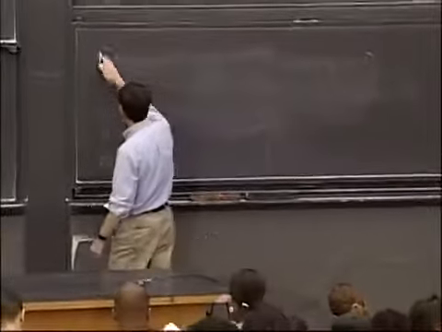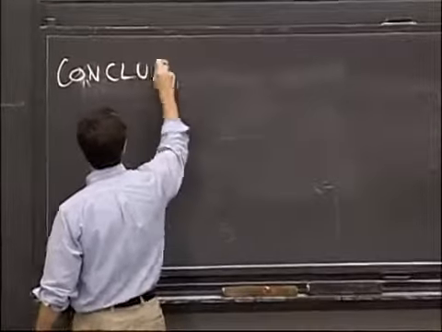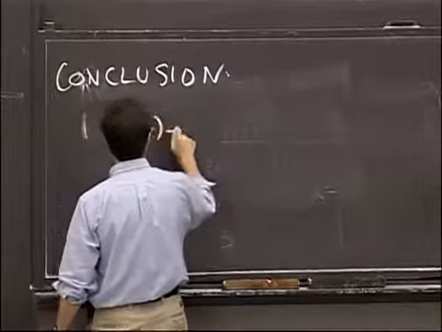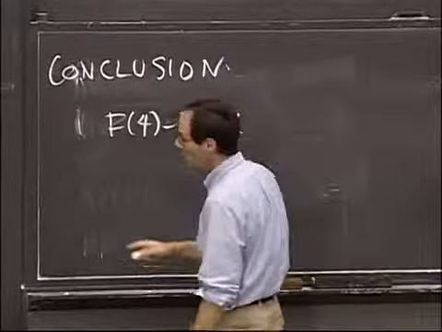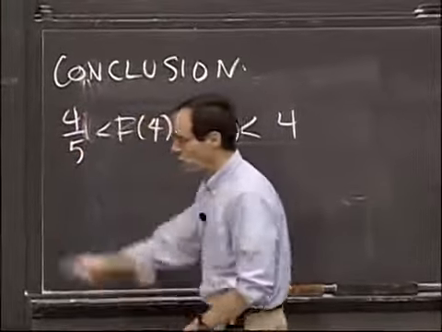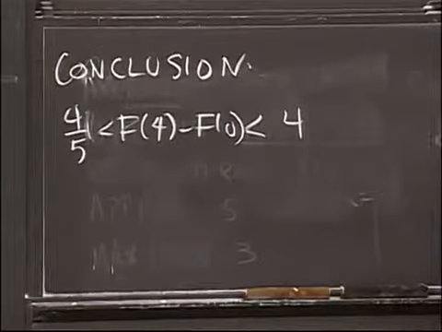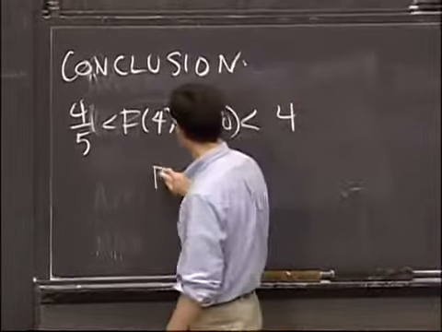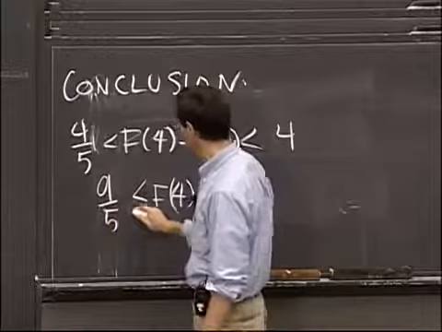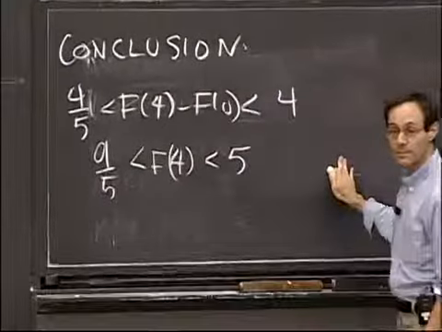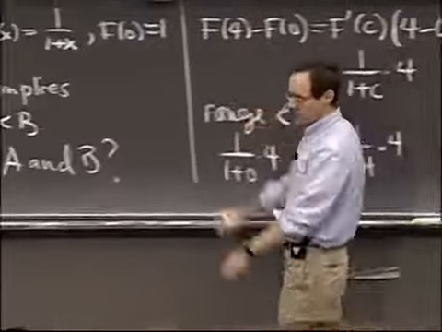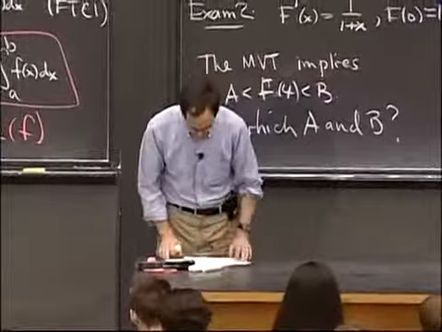And so the conclusion is that f of 4 minus f of 0 is between, well, let's see, it's between 4 and 4/5, which are those two numbers down there. And if you remember that f of 0 is 1, this is the same as f of 4 is between 5 and 9/5. All right, so that's the way that you were supposed to solve the problem on the exam.